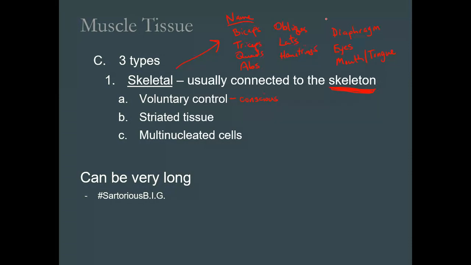Obviously, as soon as you need to poop, you don't just do it, unless you're a baby or a really old person. You're able to hold all of that inside of you until you're ready to let it out. So you can literally hold it. And so those are all considered voluntary control. So things that you can consciously control.